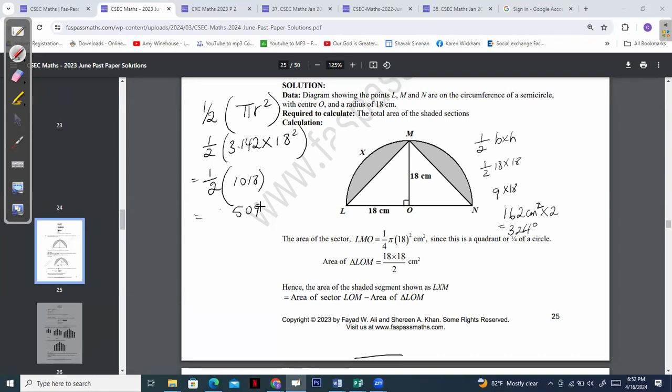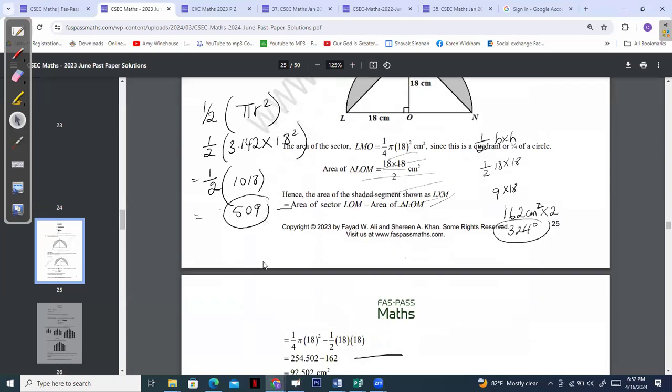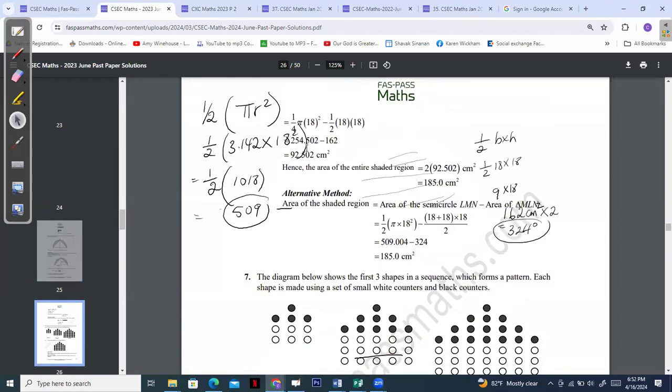So everybody realize the two numbers that we have now? This number represents the semicircle, which is the bigger shape. And this number represents the white triangle. So how do we always find the shaded area? We subtract the bigger shape minus the smaller shape. Let's go down and see if we're on the right track. Excellent, 324. So our answer is this.